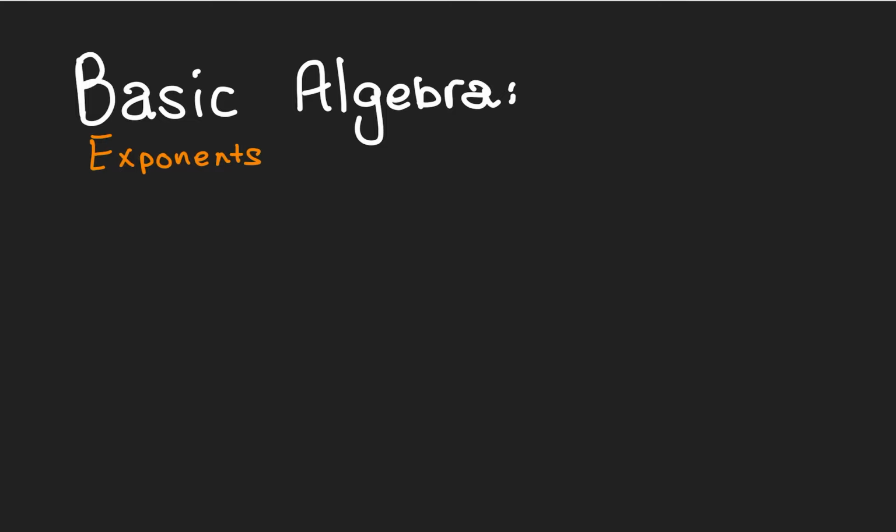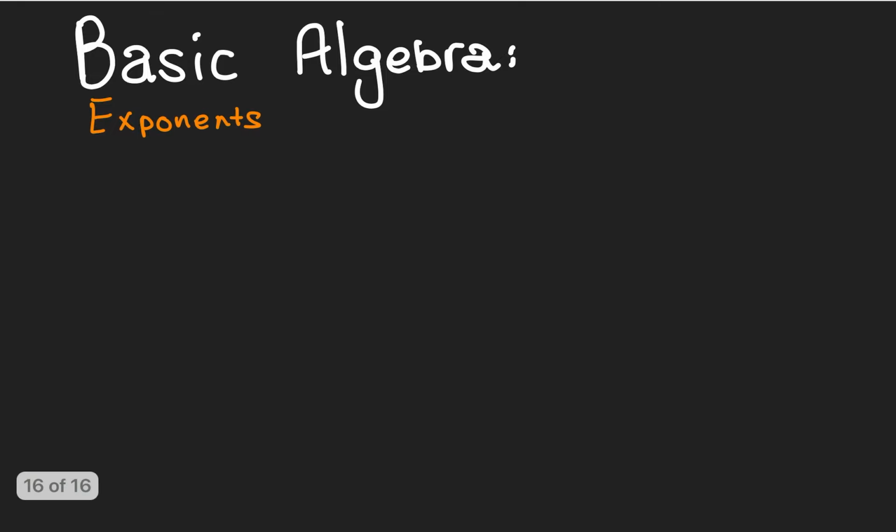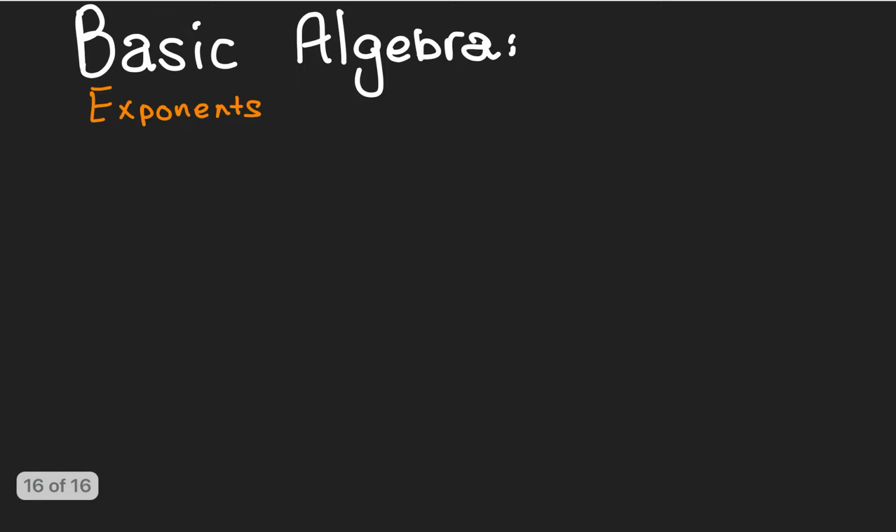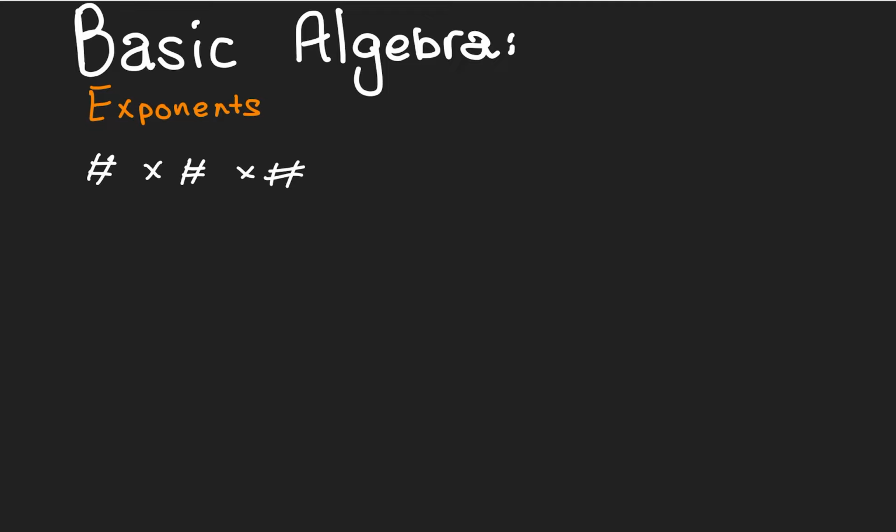Hey guys, let's continue our next chapter of basic algebra with exponents or indices. Exponents are very similar to repeated multiplication, like multiplying a number by itself again and again, any certain number of times. And this will be represented with the number on top of the coefficient or value.